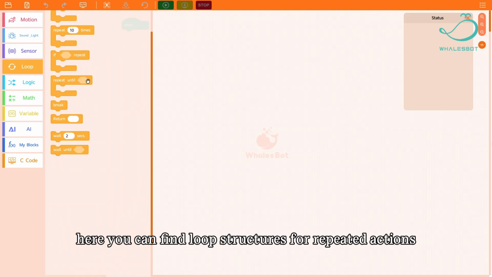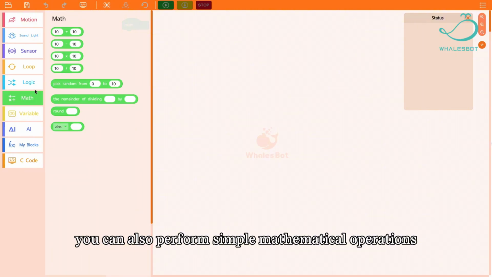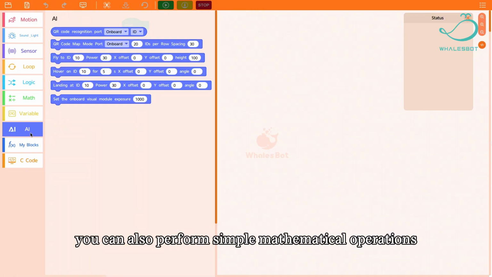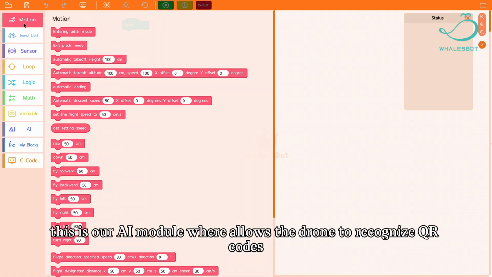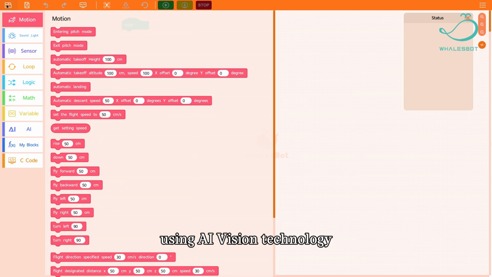Here you can find loop structures for repeated actions. You can also perform simple mathematical operations. This is our AI module, which allows the drone to recognize QR codes using AI vision technology.